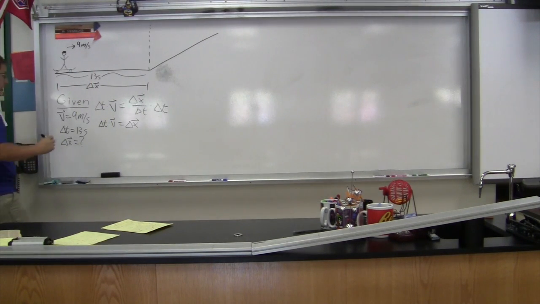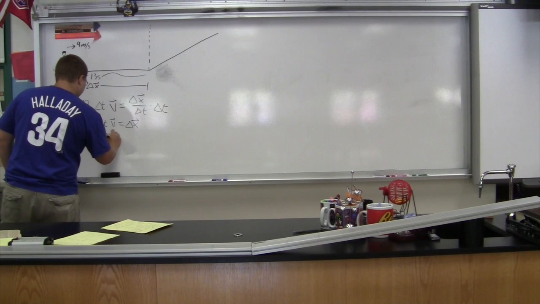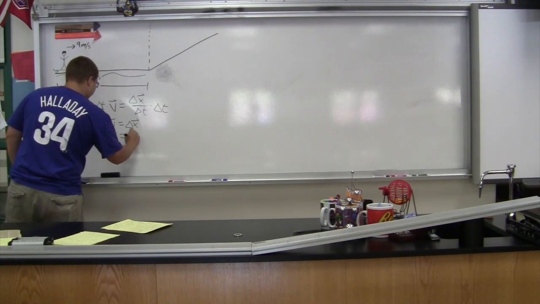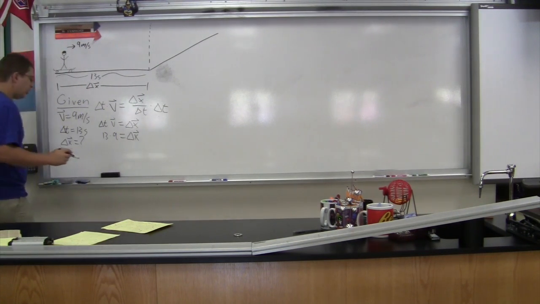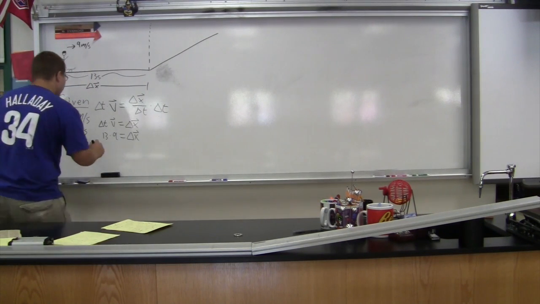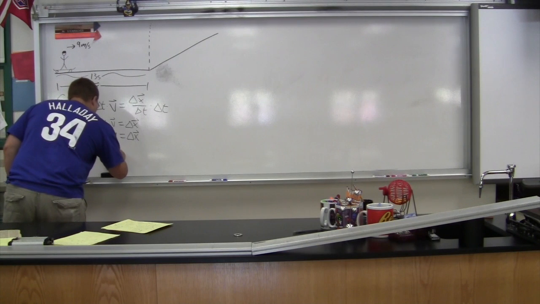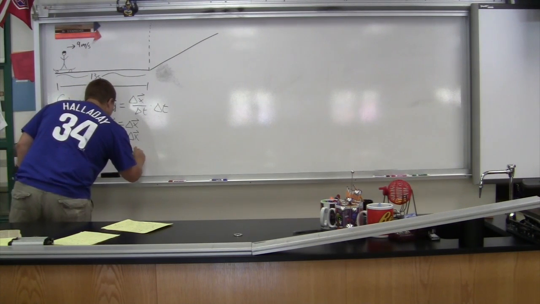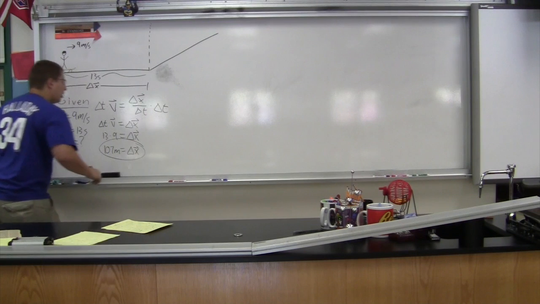And then we're just going to plug in our numbers. So we get 13 times 9 equals delta x. 13 times 9, let me just go check and make sure I get it. 117. Part 1, done. Easy.